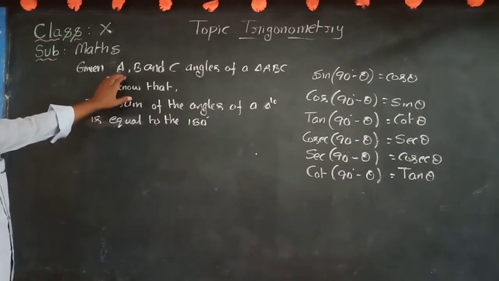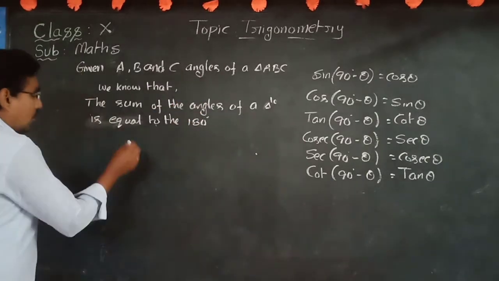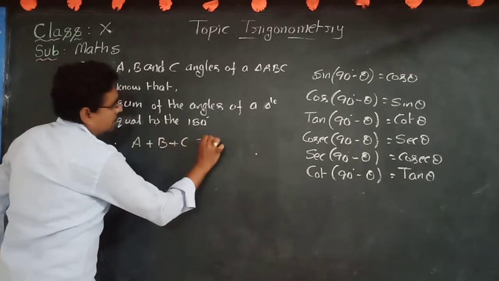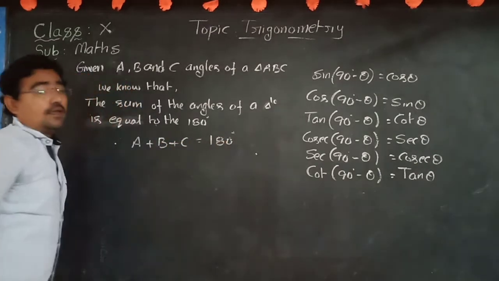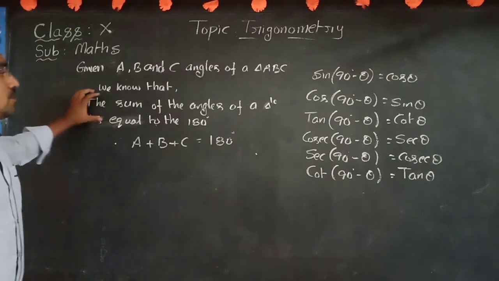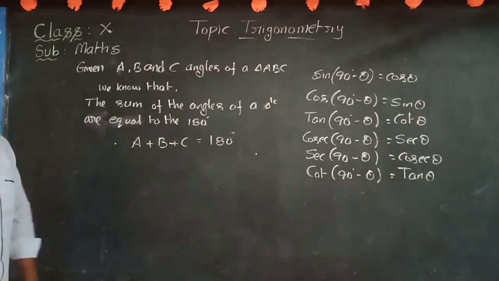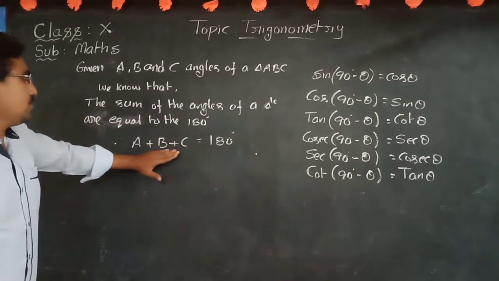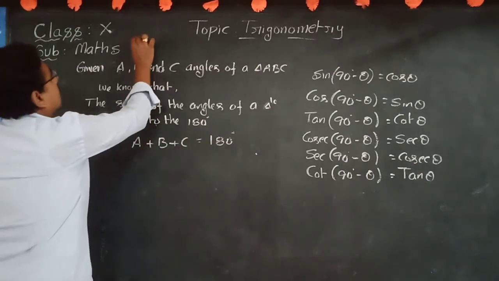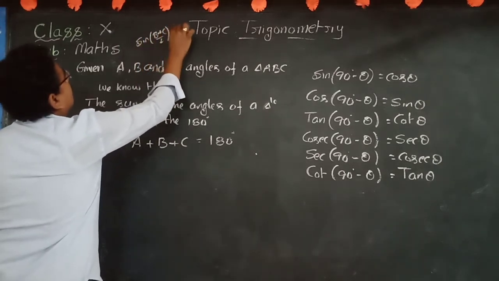So what are the angles here? A, B, C are the angles of triangle ABC. What can you write? Therefore, A plus B plus C equals 180 degrees, by using which property? The sum of the angles of a triangle is equal to 180. By using this property, A plus B plus C equals 180 degrees. So what is our intention? Sine of (B plus C) by 2 equals cos A by 2.